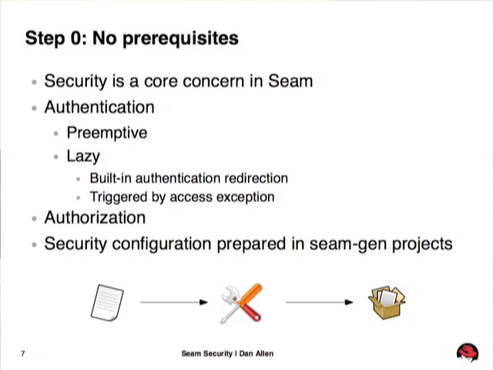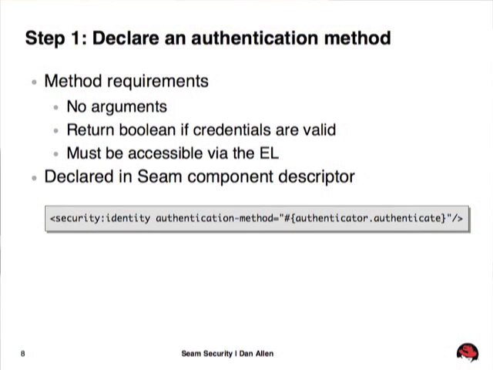Authorization we'll look at, and then finally, if you want to get started with security in SIEM, a good way to do it is to take SIEMgen or the SIEM Wizard and JBoss tools and create a SIEM project that way, because you get all of this stuff set up for you to try. So number one, well, back to number one, declare an authentication method. So there's a couple of almost non-requirements for this method. Let's look at it that way rather than as requirements. Number one, it has to take no arguments, and that's really the only requirement.